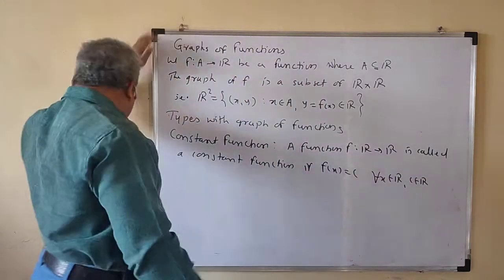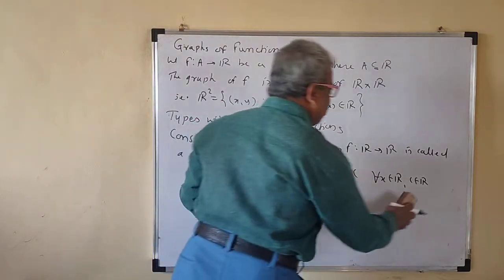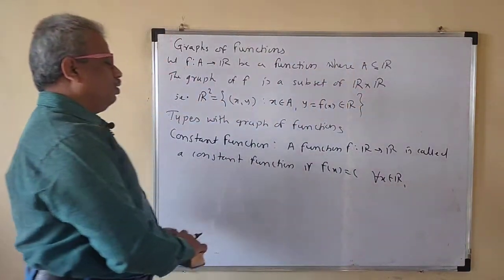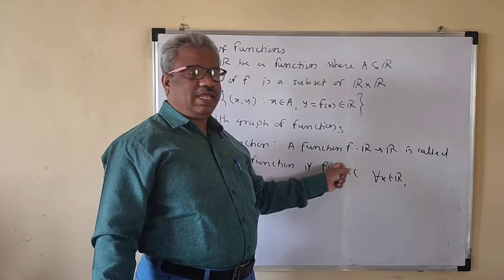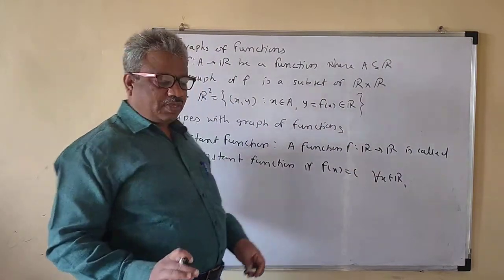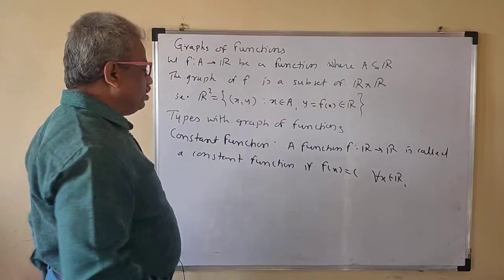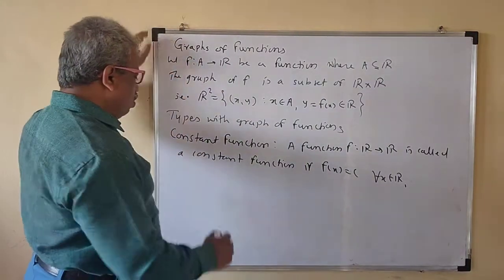There is no need to say that c is a real number, because it is a real valued function. That means every element has the same image c. Then such a function is called a constant function.